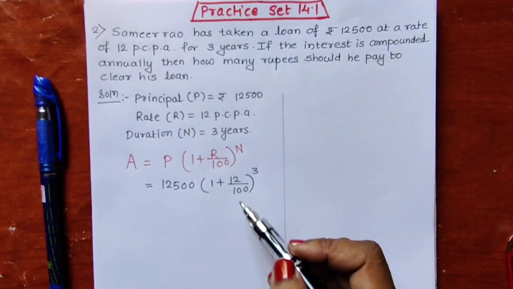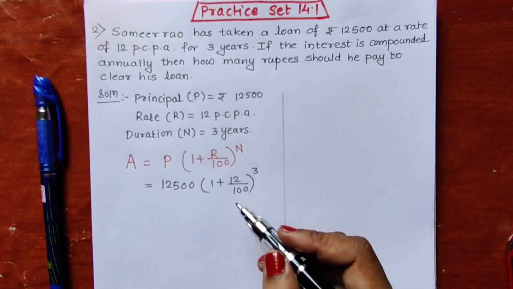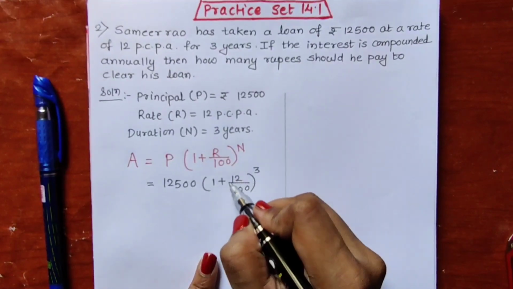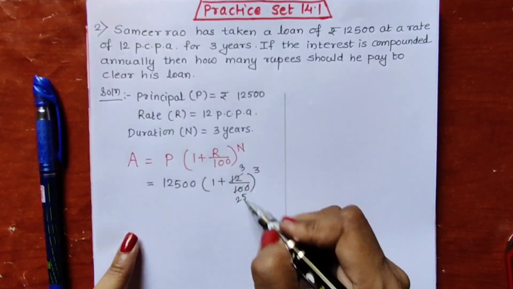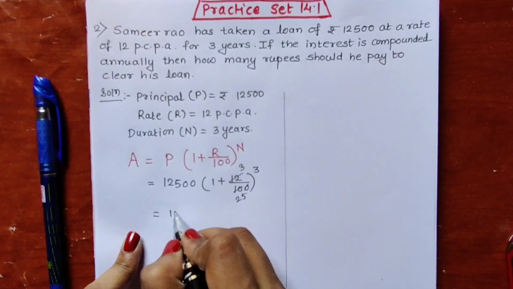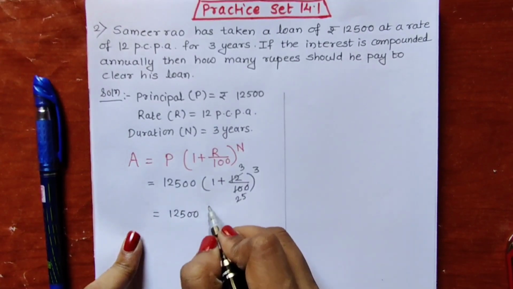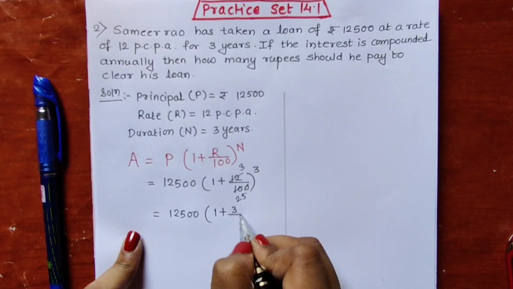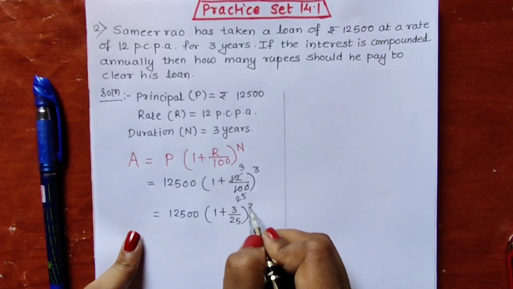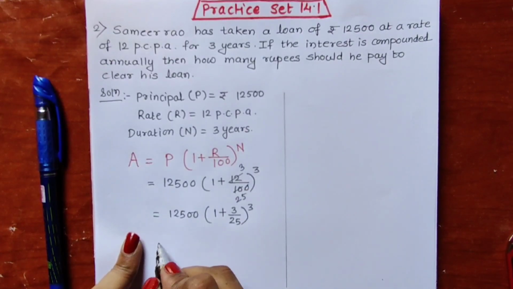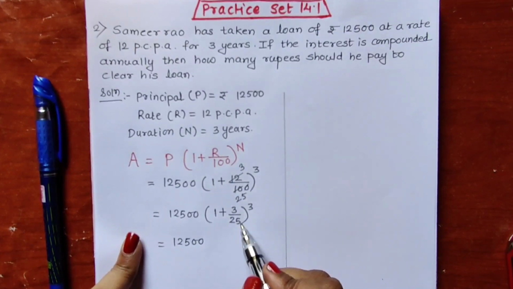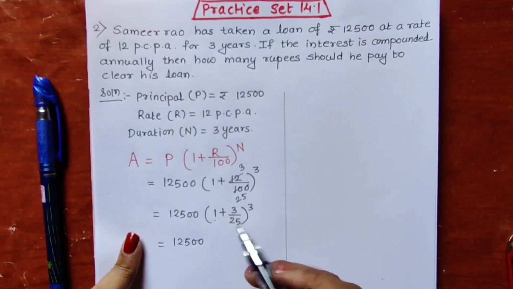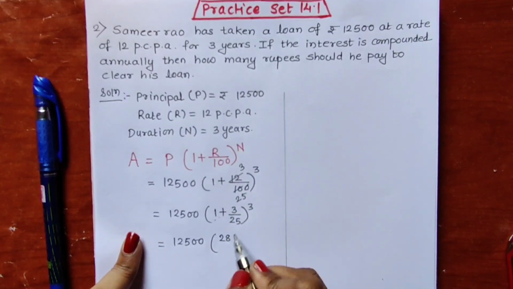Now we can cancel this 12 and 100 by 4. 4 3s are 12, 4 2s are 8, 4 5s are 20. So 3 upon 25 we are getting. 12,500, 1 plus 3 upon 25 raised to 3. Now we have to cross multiply in the bracket. 12,500 as it is, I am going to write 25 ones are 25, 3 ones are 3. So 25 plus 3 will be 28 upon 25 as it is raised to 3.